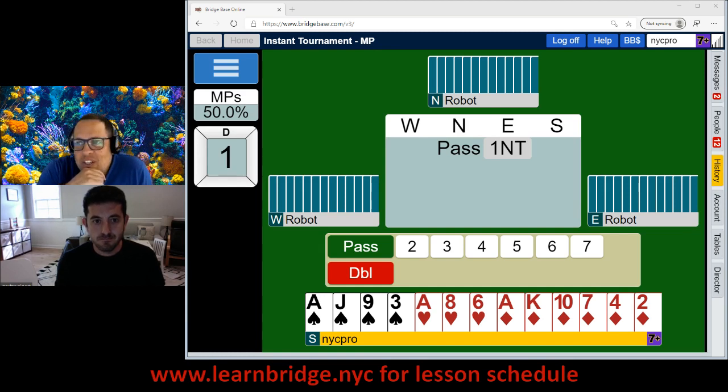Now we see that on board one our partner has passed, and we're always sitting south in these situations, folks, and that's where you always will be as well if you enter one of these. So our right hand opponent opens a strong no trump, 15 to 17, and we have this hand.